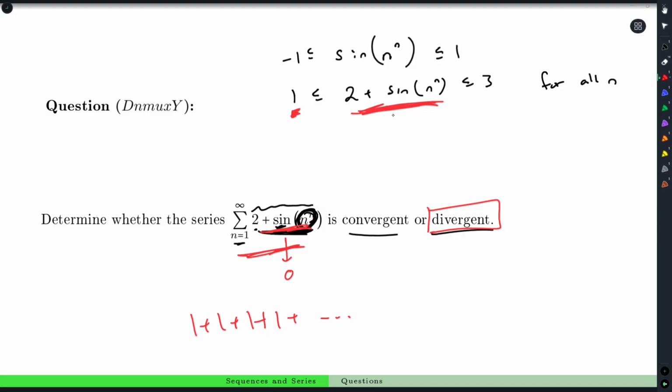Either it doesn't have a limit, I'm pretty sure it doesn't, or if it does, we can pretty quickly say, well, then whatever the limit is, just using inequalities with limits, the limit would be between 1 and 3. So even if there is a limit, it's definitely not going to be 0. And so the nth term test says if your limit doesn't exist or it's not 0, you're divergent. So if you really want to write it up with a convergence test of some sort, okay, there we go, we might say the following.